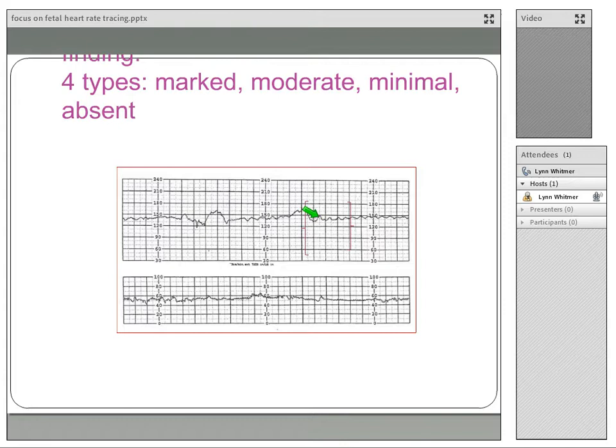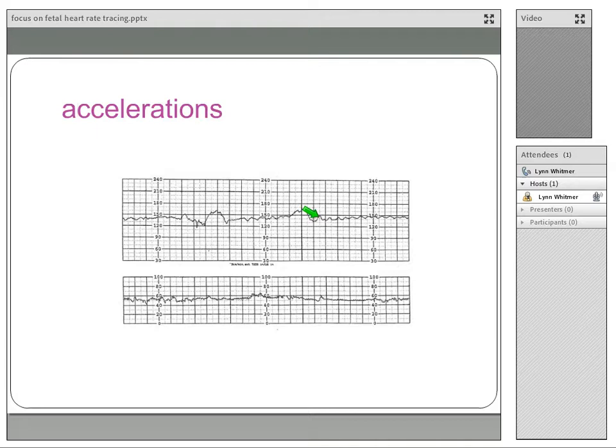So that is variability, the most important piece. So far we've covered baseline, we've covered variability. Let's talk about accelerations. Acceleration is the change from baseline up. So that's an acceleration. Accelerations are always a positive response. And during a non-stress test, which you should have read about in your textbook, we can measure how well the baby's coping with his environment.